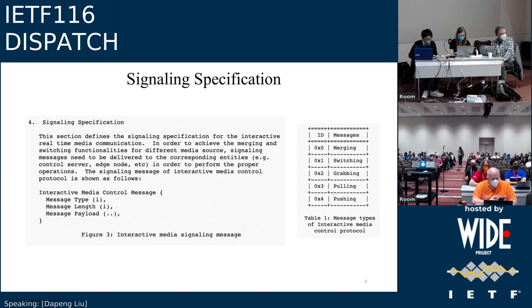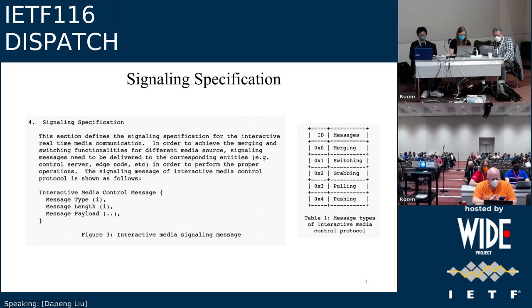So we have different types of message. Here we list some examples, which are proposed in the current version of the draft. The first message is a merging control message. As I said earlier in the scenario, the audience and the broadcaster video and audio content should be merged together. So the network will use this message to let the edge node understand which audio and video content should be merged together.